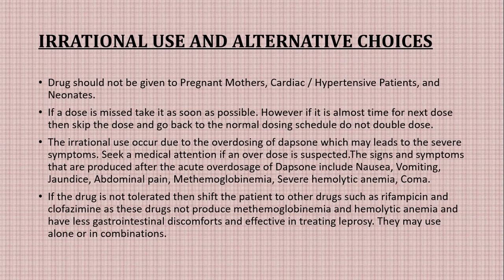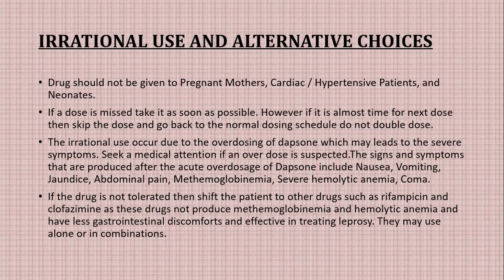If the drug is not tolerated, then shift the patient to other drugs such as rifampicin. That means if he shows any bad symptoms, or has hypersensitivity reactions such as Dapsone syndrome, we don't need to give the drug to the patient. We have to shift to alternatives or use low doses. For example, rifampicin and clofazimine are drugs which are also anti-leprotic agents, but they cannot produce methemoglobinemia or hemolytic anemia.